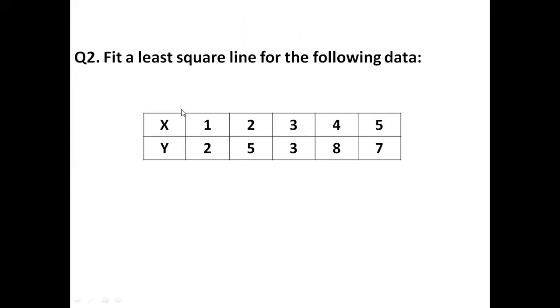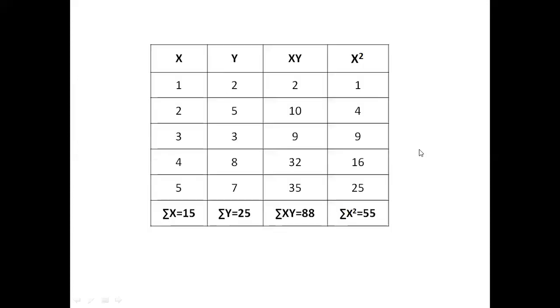So this is a very simple question, where we have x values and y values. Easily we can determine the value of n. N equal, here it is 5, as the number of items is 5. Let's solve the question again in the same manner. X values and y values are given, multiply them, square the values of x, you will get these values. Sigma x equal 15, summation of x. Sigma y equal 25, summation of y. Xy is x into y: 1 into 2, 2; 2 into 5 equal 10. In that manner, summation of xy will be 88.